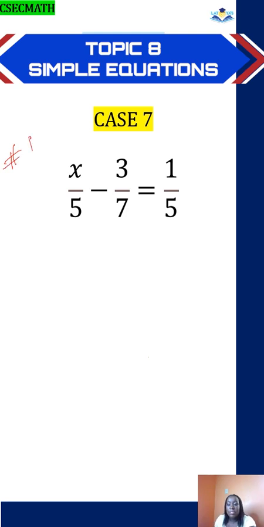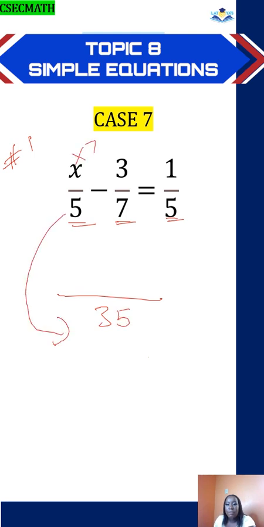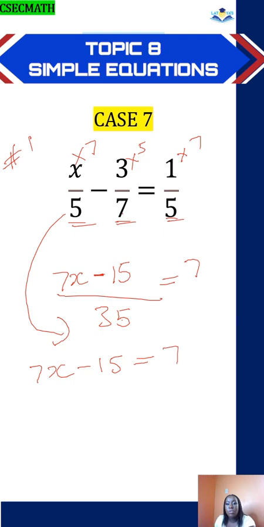What's the LCM of 5, 7, and 5? The LCM is 35. 5 into 35 is 7. And I'm multiplying 7 by my numerator. 7 times x is 7x. 7 into 35 is 5, and 5 threes are 15. We have a minus sign here. Now we have an equal sign. 5 into 35 is 7. 1 times a 7 is 7. Now we simplify the numerator. We're going to have 7x minus 15 is equal to 7.